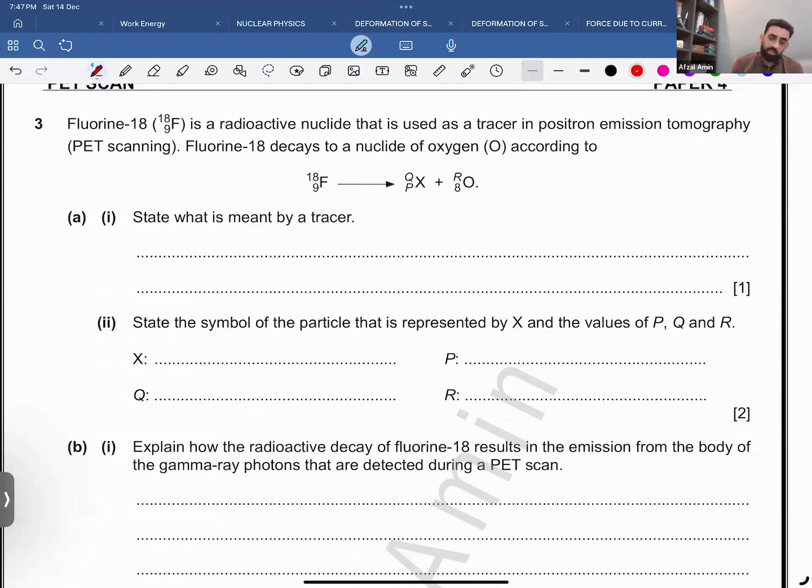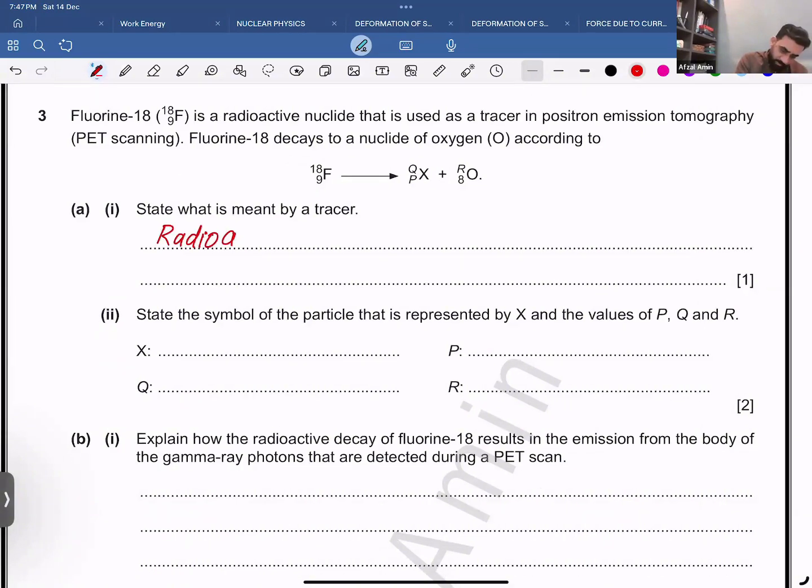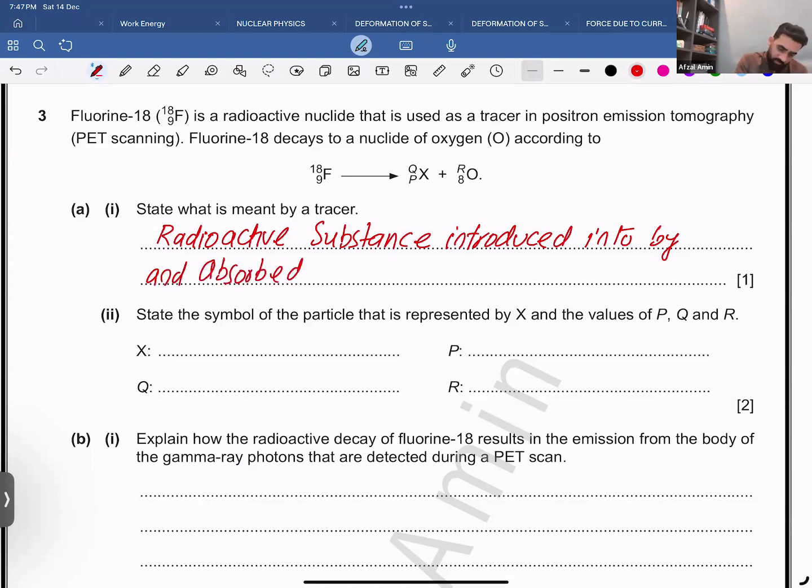What is a tracer? Again, the same sentences. Radioactive substance introduced into the body and absorbed by tissues to be studied.